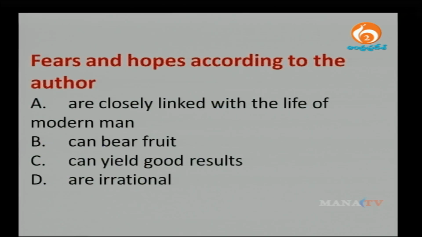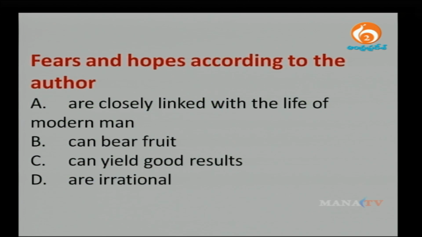Very, very straightforward, right? If we control our desires, unwanted desires, then our future will be better than what our present is. Next question. Fears and hopes, according to the author, are closely linked with the life of modern man, can bear fruit, can yield good results, are irrational. Now, if you look at this question, the answer is not clearly mentioned in the passage. So, you need to understand the gist of the passage, the summary of the passage.